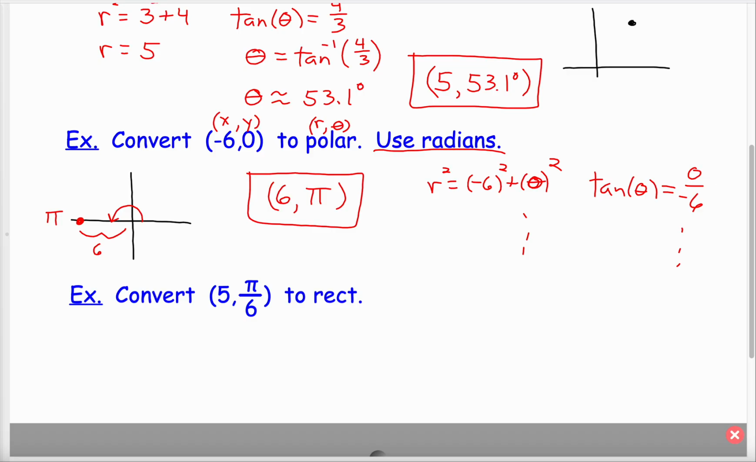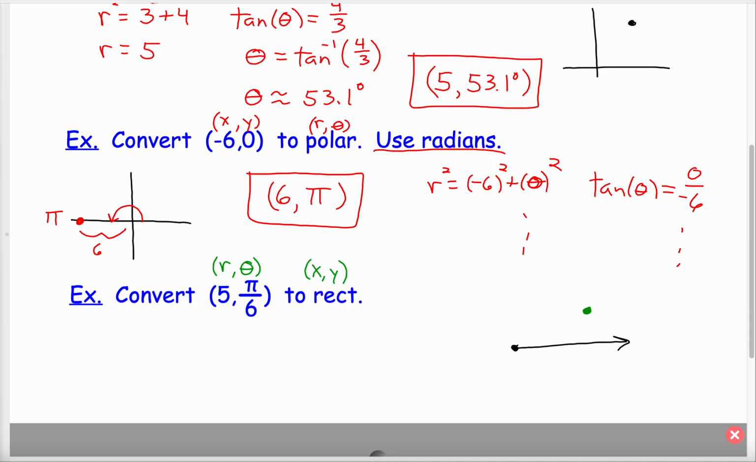Convert 5 comma pi over 6 to rectangular. Oh, now wait a minute. Now we have polar. We have the r and the theta, and they want us to find the rectangular, which is the x and the y. So if I do a quick graph of this, let me ballpark. There's my pole, there's my polar axis. Pi over 6 is what, 30 degrees? So let's say it's somewhere over about here. Right, so there's my point.